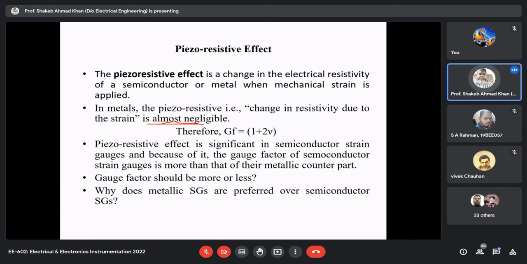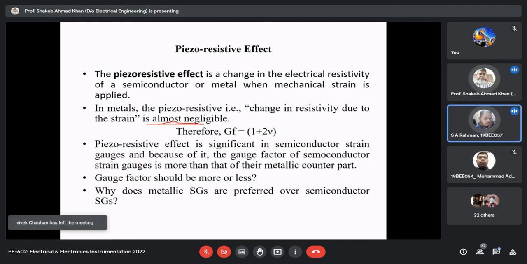Now I'm coming back to my question, my query. So what is gauge factor? Gauge factor, you already know. What is the significance of it, and should it be more or less? Sir, it must be high. In the experiment we have seen that the gauge factor of semiconductors is greater than the gauge factor of metals.